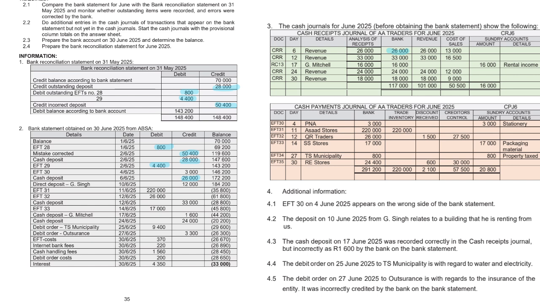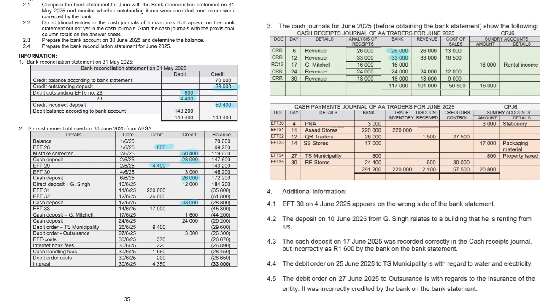Then the next sale is on the 12th, 33,000. Let's see if that appears in our bank statement. Yes, it does. 33,000, so tick it off. Then let's go read our next transaction. Then we have an account of 16,000 for rental income. But do you see that on our bank statement it is 1,600? So do you see that that does not coincide?